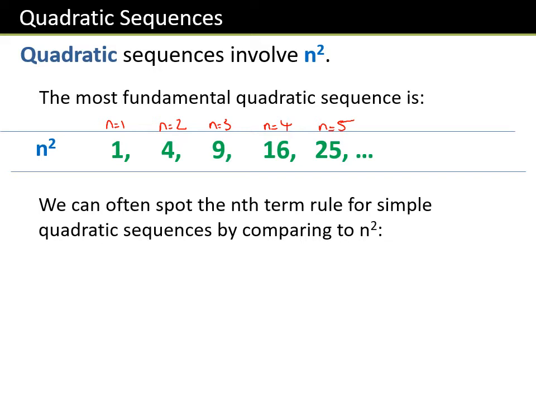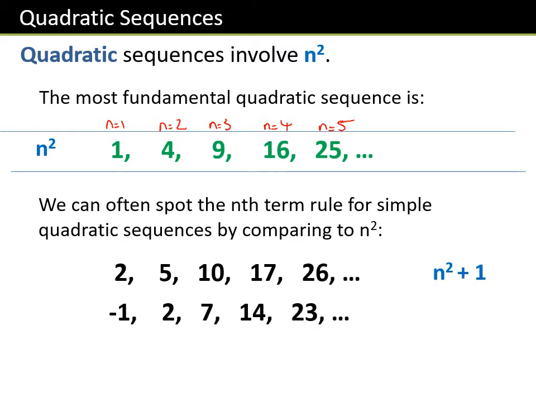And if we recognise that it's a quadratic, and I'll explain a bit more in a minute, then we can often compare it to n squared to work out our nth term. So if I'm given this sequence, 2, 5, 10, 17, 26, and you look at the relationship between that and n squared, you might see that each of these terms is simply added 1. So my nth term rule would be n squared plus 1.